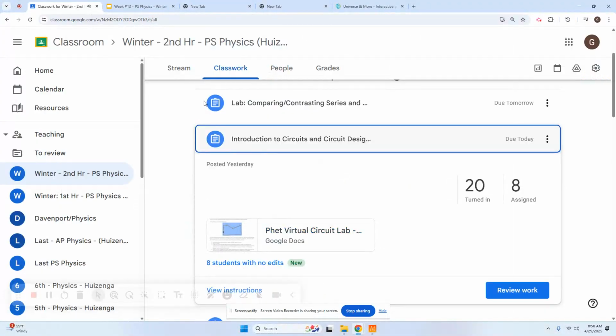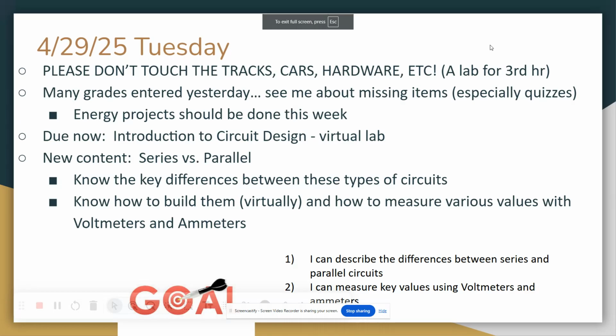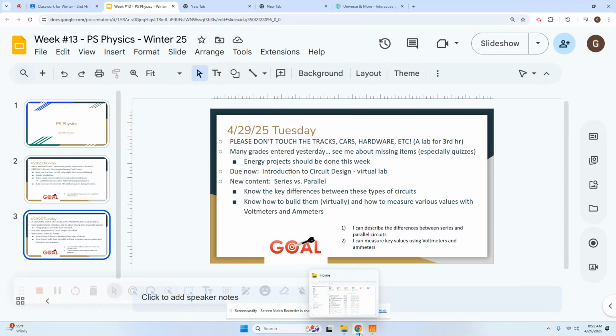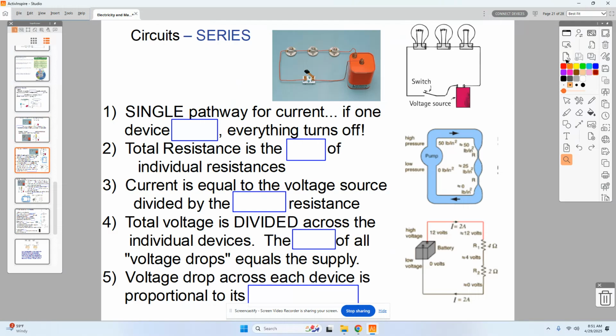All right, so if you're having to watch this from home today because you're absent, we're going to look at series and parallel circuits. And there's a small little lab that I'm going to have you work on after I go through today with you. If you're watching from home, you should find access to that lab on your Chromebook. All right, let's take a look at these things here. Find this spot in your note packet, please.